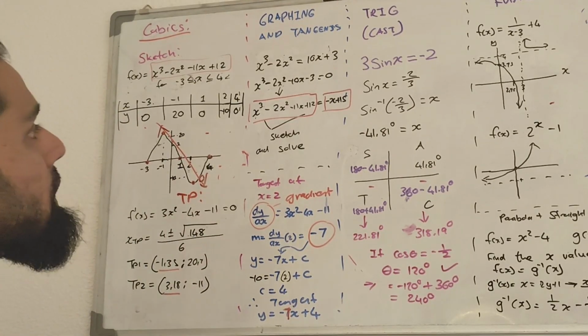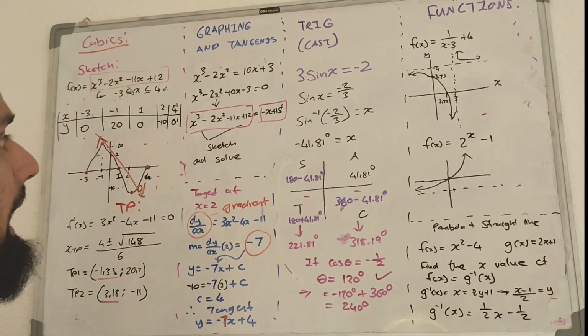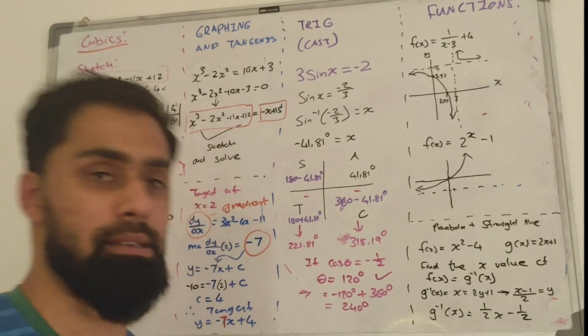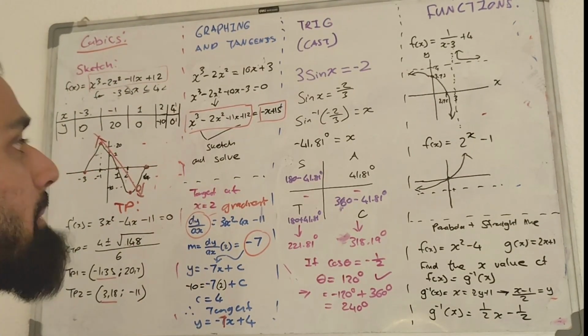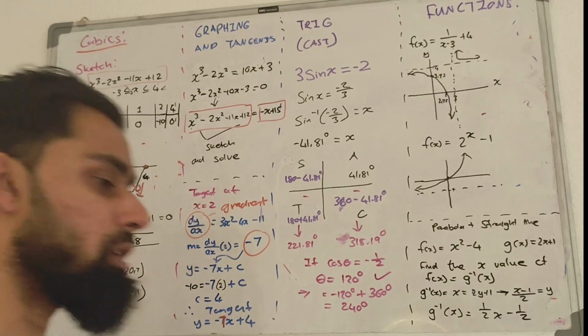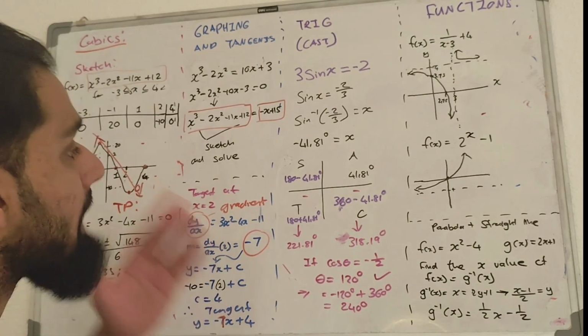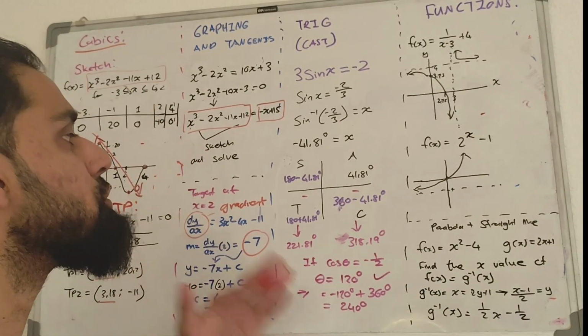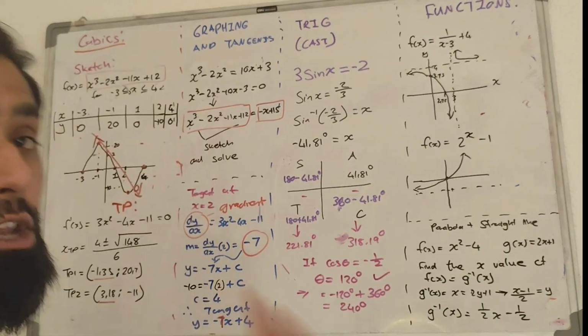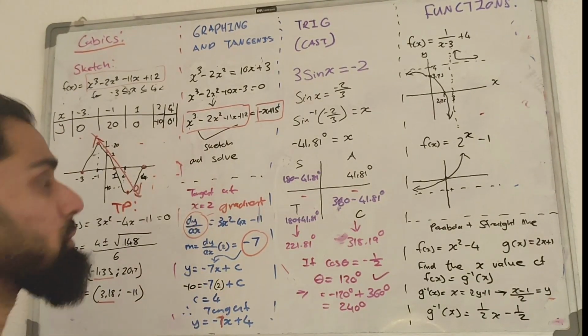Okay, let's have a look at our trig. Now, for trig, the main thing that could come up is your CAST diagram. There will be some equations. I know that there was a tan equation in the first paper. Here, there could be other equations where they need you to choose the application of your CAST diagram, even in your 2D trig, sine, cos.